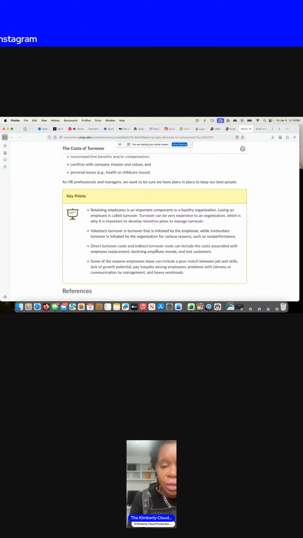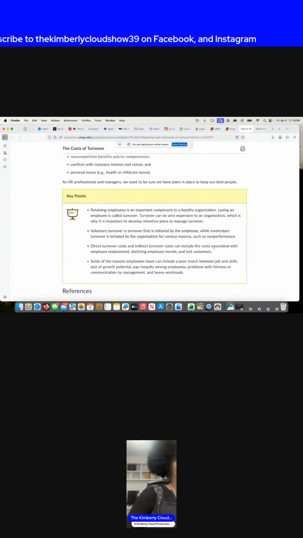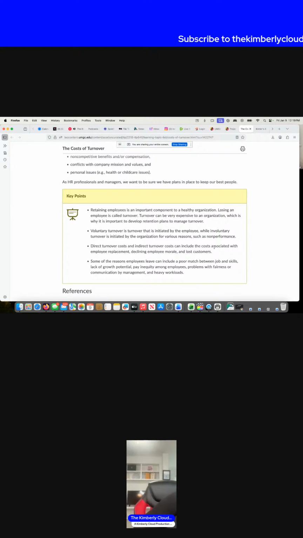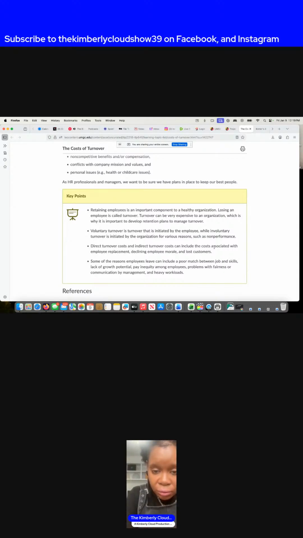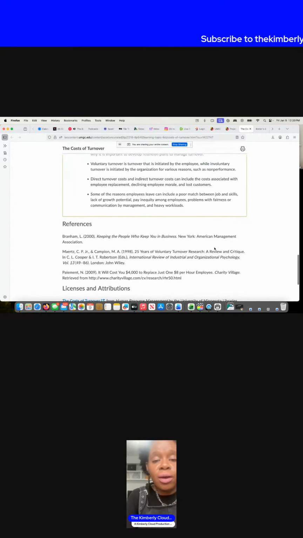Direct turnover costs, indirect turnover costs can include the costs associated with employee replacement, declining employee morale, and lost customers. Some of the reasons why employees leave can include a poor match between jobs and skills, lack of growth potential, pay inequity among employees, problems with fairness or lack of communication by management, and heavy workloads.